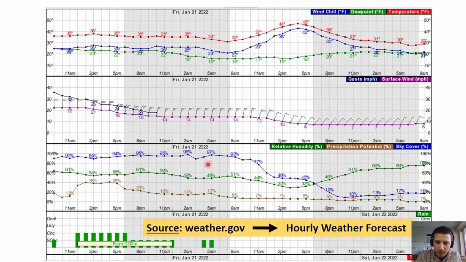And we can go a little bit further, go down to the third graph here. Remember I talked about what determined a radiative versus advective freeze event was the wind speed and sky cover or cloud cover mostly.